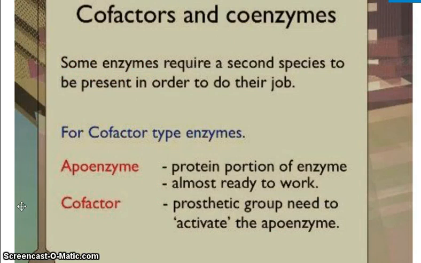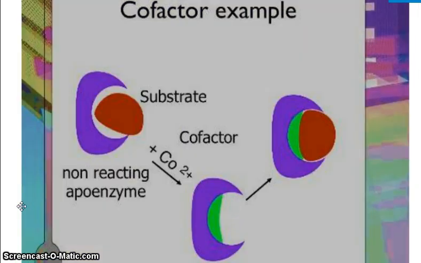Cofactor and coenzyme. Some enzymes require a second species to be present in order to do their job. For cofactor-type enzymes, there is the apoenzyme and the cofactor. The apoenzyme is the protein portion of the enzyme, almost ready to work. The cofactor, or prosthetic group, is needed to activate the apoenzyme. So in a cofactor enzyme, you can see the substrate, cofactor, and non-reacting apoenzyme.